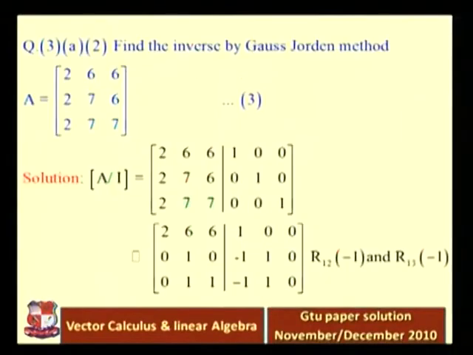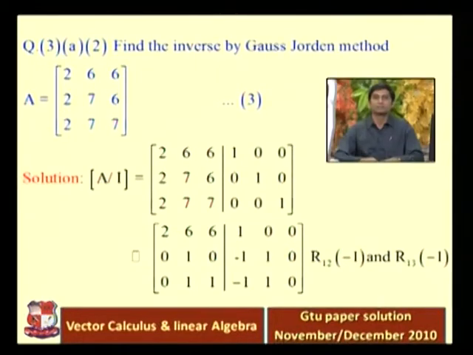So next question. Question 3a, second part. This question was asked for 3 marks. Find the inverse by the Gauss-Jordan method, where matrix A is equal to 2, 6, 6, 2, 7, 6, 2, 7, 7.